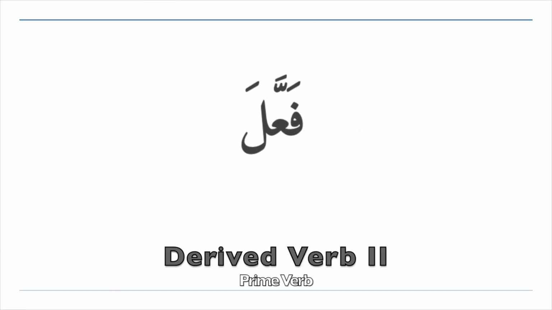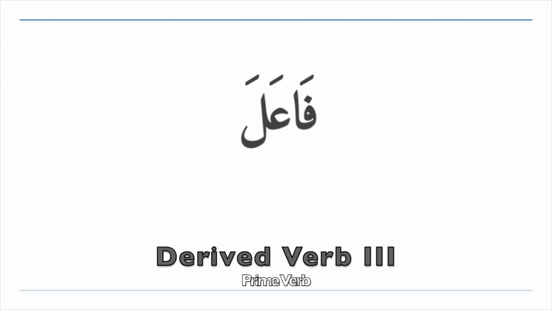Derived verb 2. When the middle letter of simple verb gets shadda, it becomes form 2. Fa'ala is the prime verb. Derived verb 3. When alif is added after the first letter of simple verb, it becomes form 3. Fa'il is the prime verb.